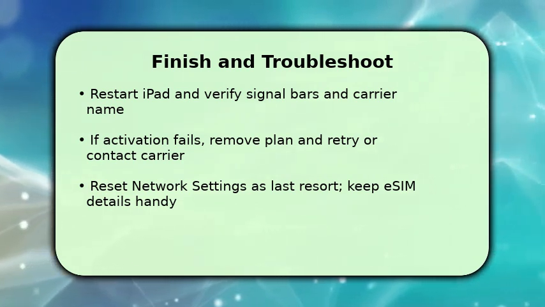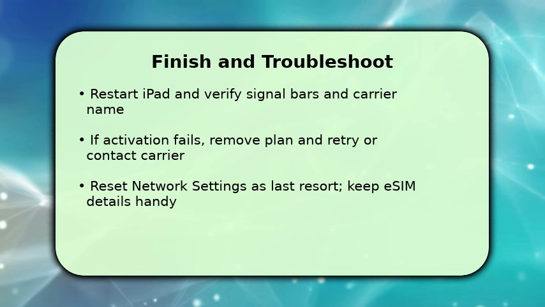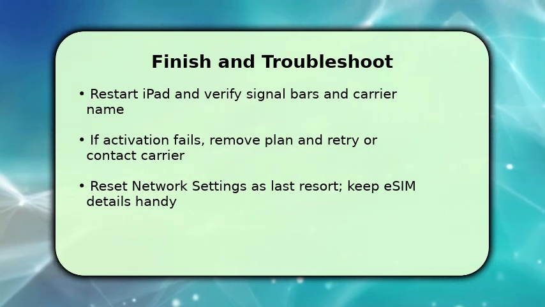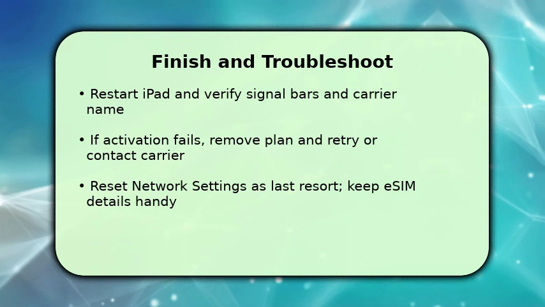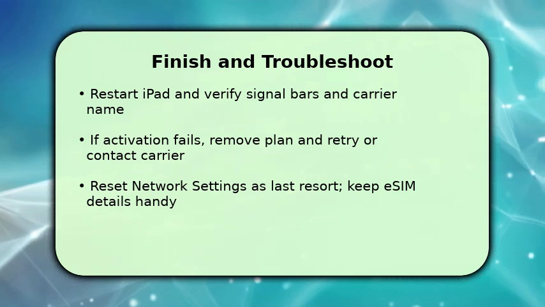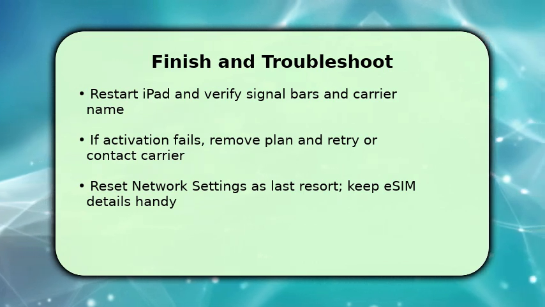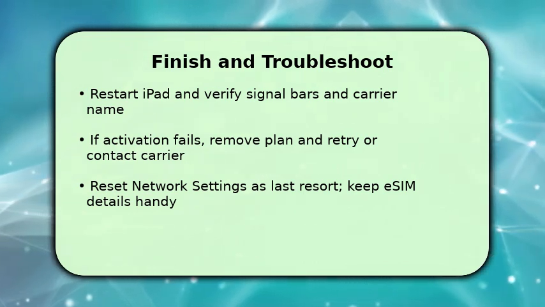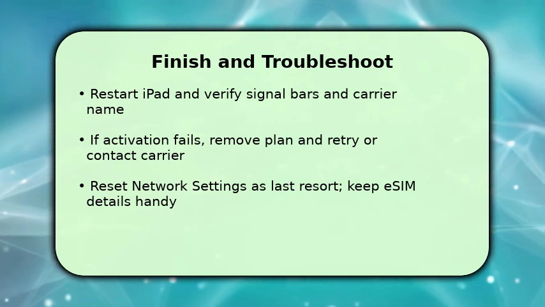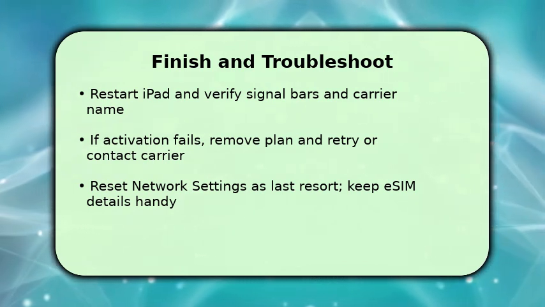If activation fails, remove the eSIM from Settings Cellular and add it again. Often a retry resolves provisioning hiccups. If problems persist, contact your carrier with the ICCID or activation code. If nothing else works, reset network settings, but make sure you have Wi-Fi passwords and eSIM info saved first.